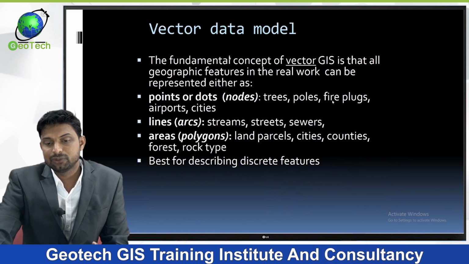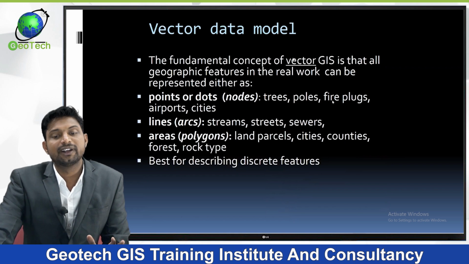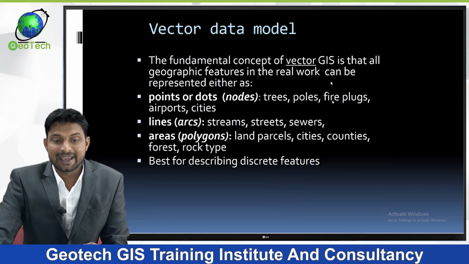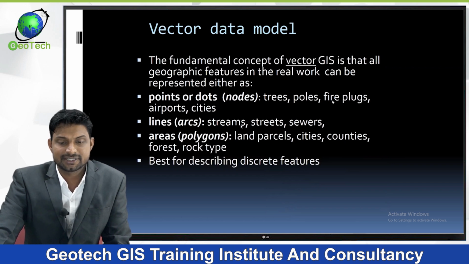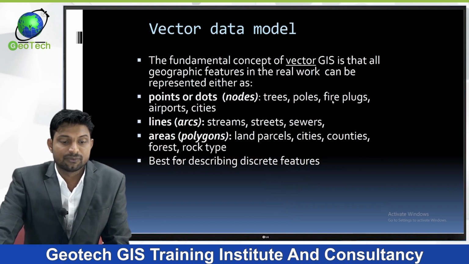So vector data, you remember that point, line and polygon is vector data. A fundamental concept of vector GIS is that all geographic features in the real world can be represented either as points or dots. So point means trees, poles, fire plugs, airports and cities. This is our point feature. Then line features are streams, streets and pipes. And areas, if you see land parcels, cities, countries, forests and rock types are our areas.